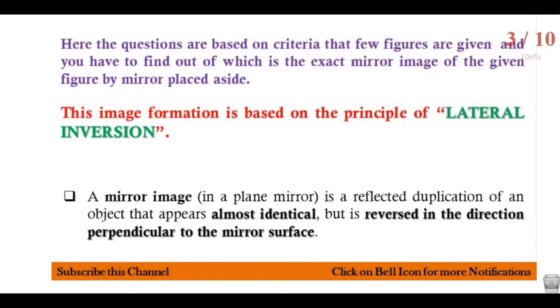This image formation is based on the principle of lateral inversion. So what is meant by lateral inversion? Here the mirror image which we are getting is the reflected duplication of an object that appears almost identical, meaning the size of the object will not change, but it is reversed in the direction perpendicular to the mirror surface. So the left and right positions are changed, meaning the left view is seen at the right and the right view is seen at the left.